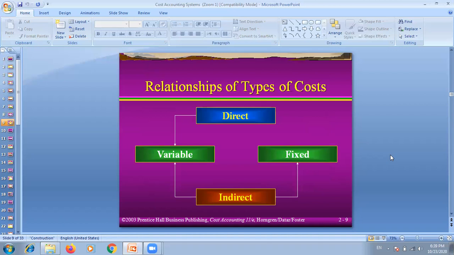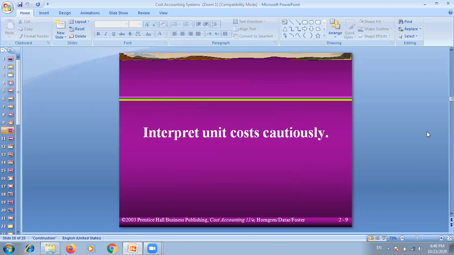Relation of types of cost. I have direct cost and indirect cost. Direct cost you can determine easily in the product itself, but the indirect cost you cannot determine easily. At the same time, all direct costs are variable, but not all variable costs are direct. Why? Because the direct cost is variable, but the indirect cost, some of it is variable and the other part is fixed. So all the direct is variable, but not all the variable are direct, because some are direct and some indirect.